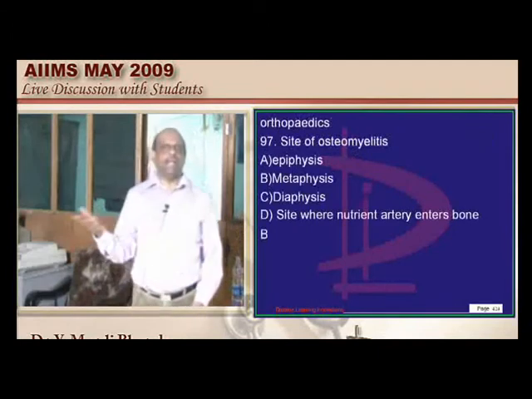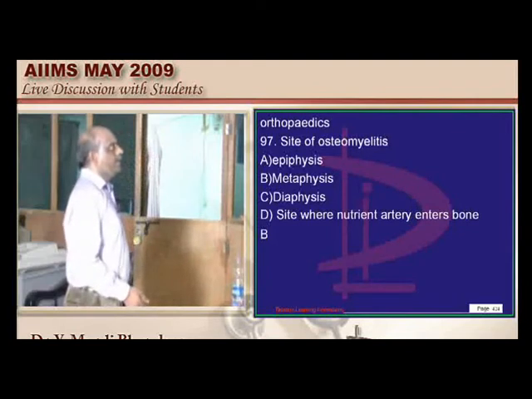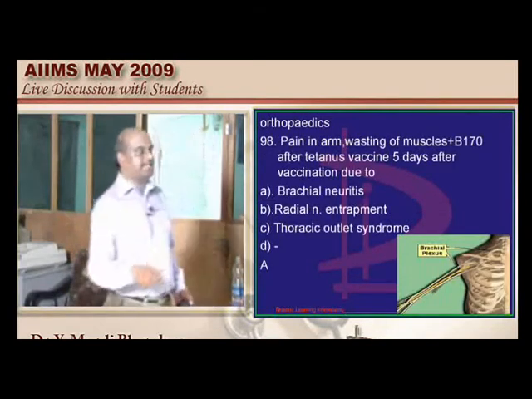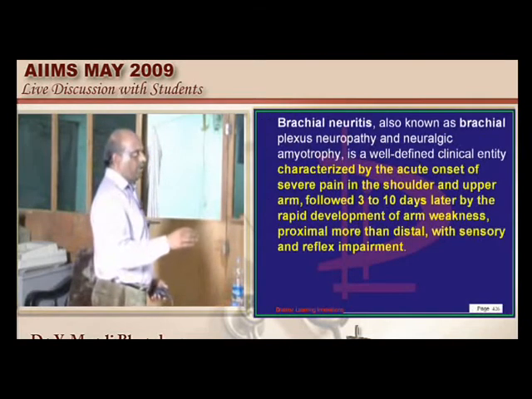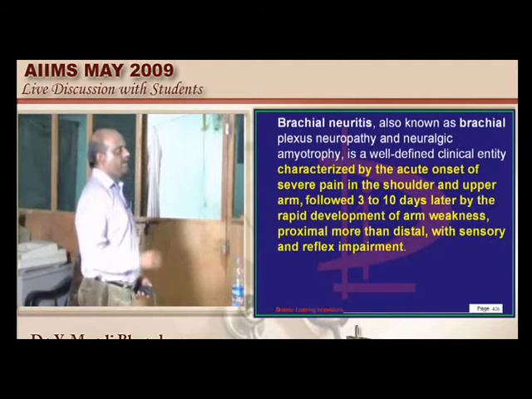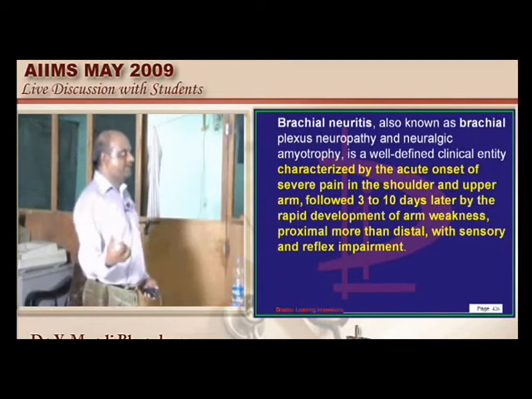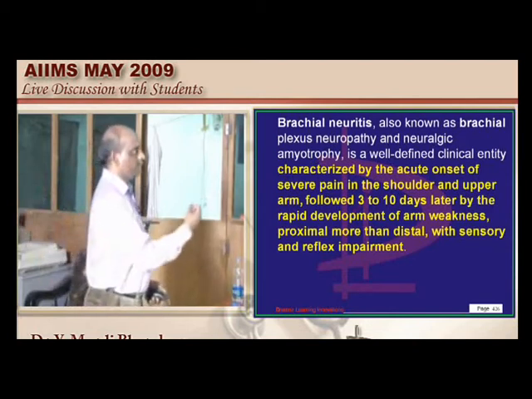Metaphysis is the most vascular part of the bone, hence it is the site of the osteomyelitis. There is a pain in the arm, wasting of the muscles after the tetanus vaccination, which is a classical nature of the brachial neuritis, which can have an acute onset with the arm weakness, which is more proximal than distal. Sensory and reflex impairment will be there with the history of tetanus administration.